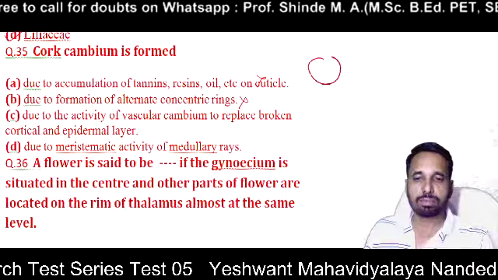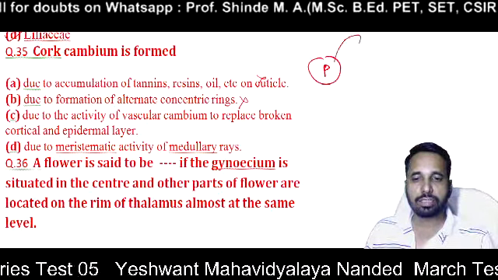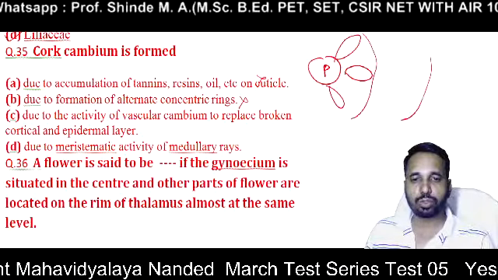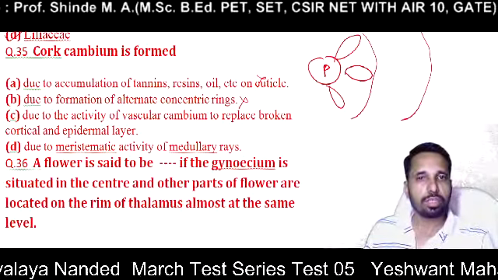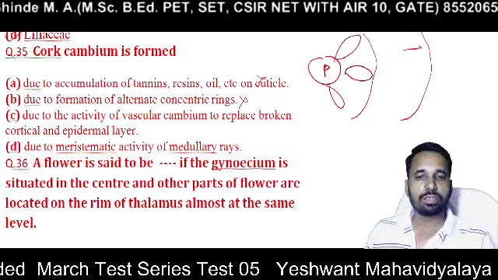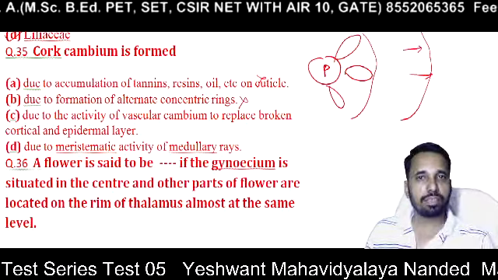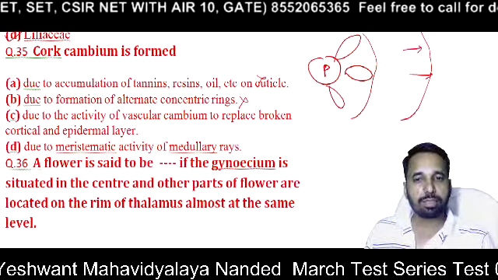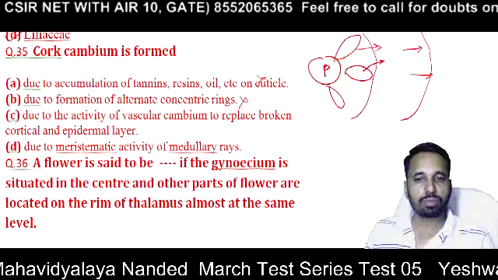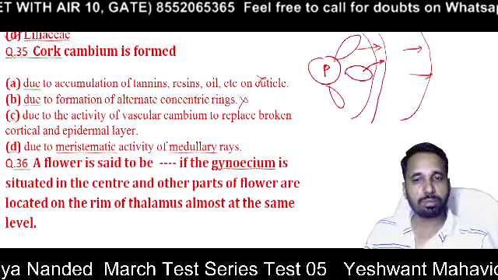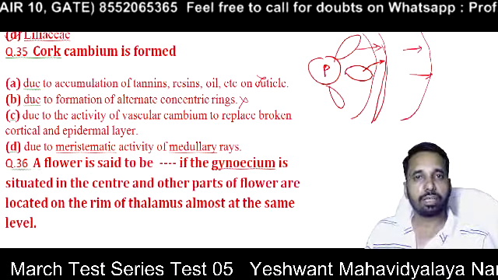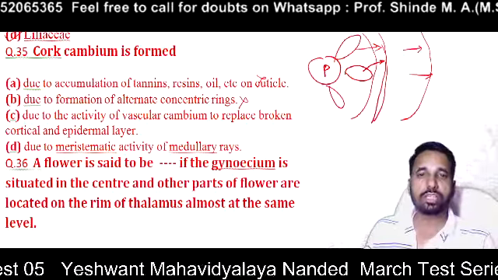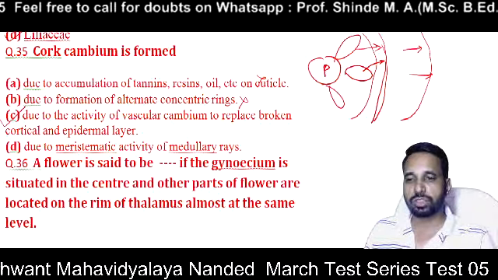See here, suppose this is the pith, right, and these are the vascular bundles. Okay, and then there is pericycle, and the very outermost one is the epidermis, right? So due to continuous formation of cells by the vascular cambium, the cells in the cortex or cells in the epidermis get crushed. So to replace these cells, there must be some more cambium, and this cambium is pushed by this vascular cambium toward outside. Okay, so here by the process of dedifferentiation of the parenchymatous cells in the cortex, there is formation of this cork cambium. So it is due to the activity of vascular cambium. So option C is fine.